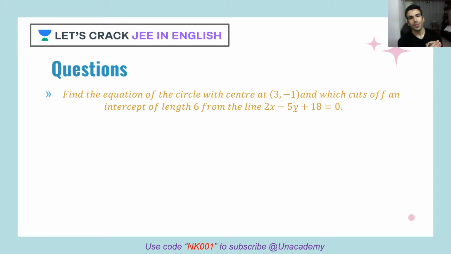Next question. Find the equation of circle with center at (3, -1) and which cuts off an intercept of length 6 from the line given. Again, an easy question. Always remember what you need for a circle. You always need two things. One is the center, which is given already here. What you need to know is just the radius. That's it.